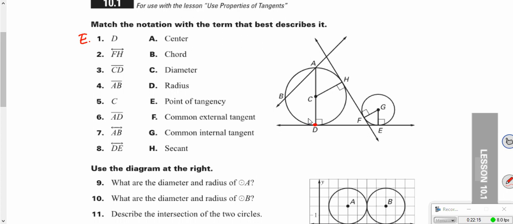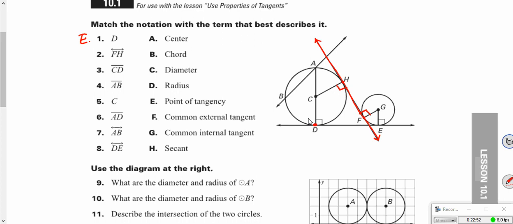Line FH. Okay, line FH. If I look here at FH, this line right here, notice it hits there and it hits there, and I know those are tangent because they have them marked perpendicular. So how would I label the line FH? It's a tangent, but more than that, it is a common, what they would probably say, internal tangent. Okay, a common internal tangent.